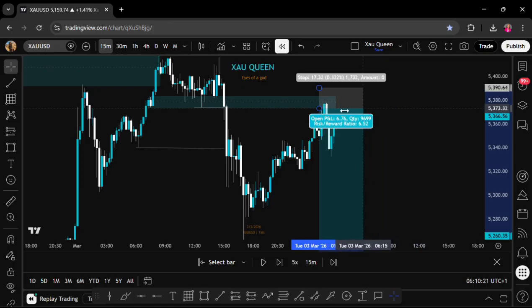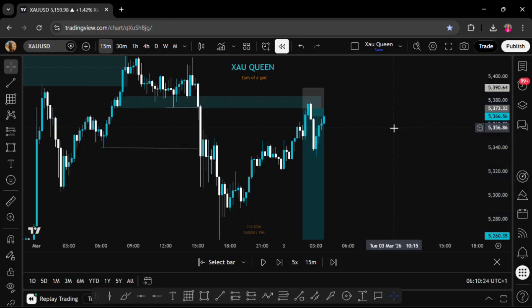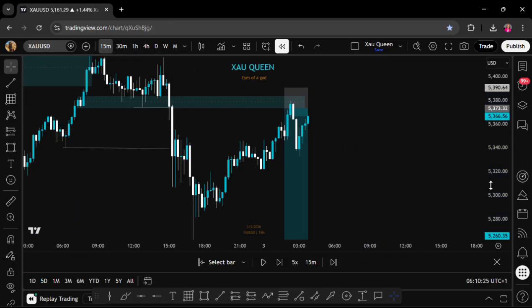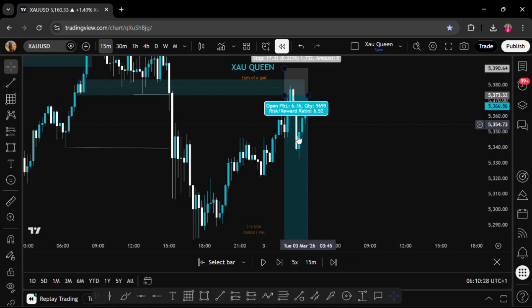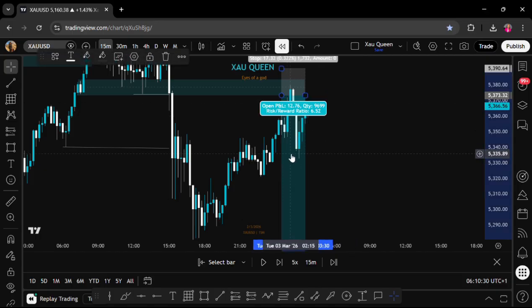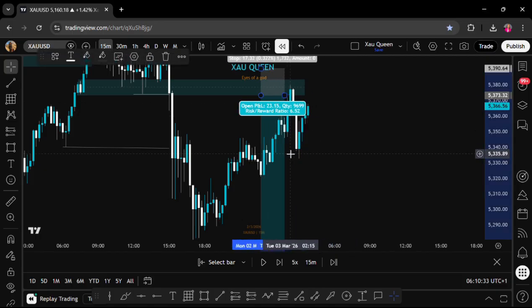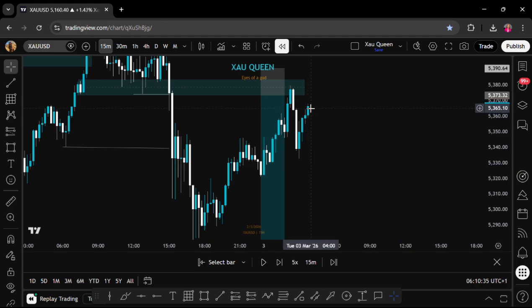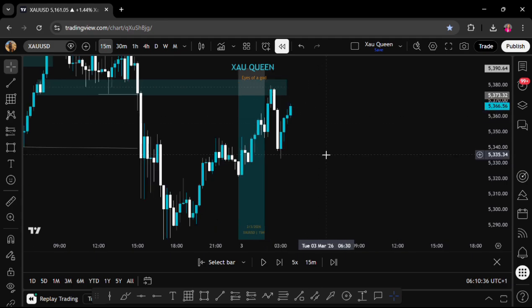Anyways, after that, I saw that price has printed this 15 minutes FVG. Let's move this to one side. If you also watch those videos, you know I told you that we use FVGs for confirmation entry. So I took this confirmation entry.